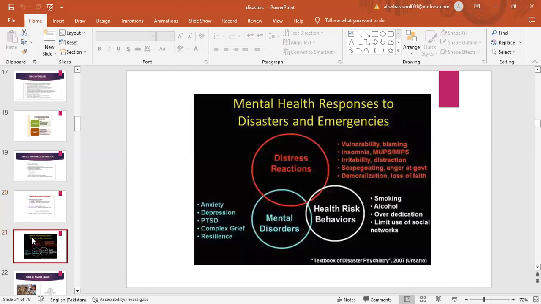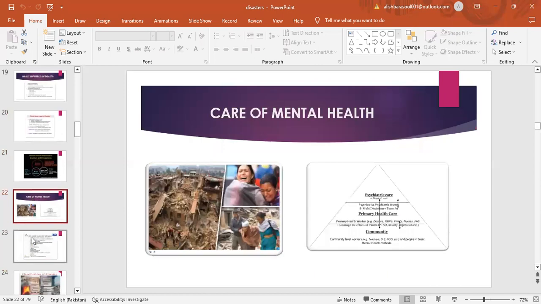Mental health responses to disaster and emergency: vulnerability, blaming, insomnia, irritability, distraction, scapegoating, anger at government, demoralization, loss of faith. Mental disorders: anxiety, depression, PTSD, complex grief. Resilience. Health risk behavior: smoking, alcohol, overeating. Limit use of social networks.